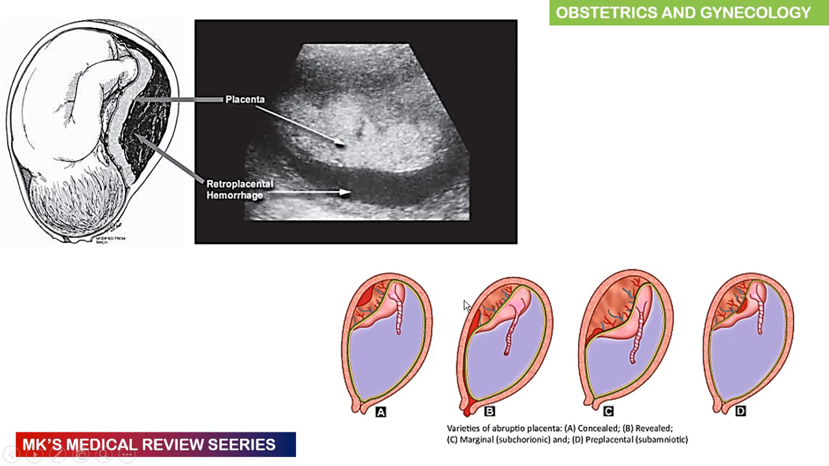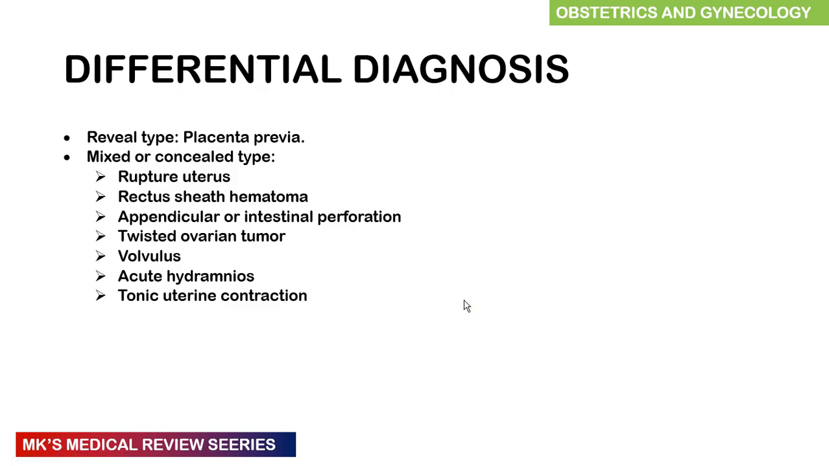Now, what's our differential diagnosis? If it's a revealed type, you should consider placenta previa. If it's mixed or concealed, consider things like rupture of the uterus, rectus sheath hematomas, appendicular and even intestinal perforation, twisted ovarian tumors, volvulus, acute hydramnios, even tonic uterine contractions.